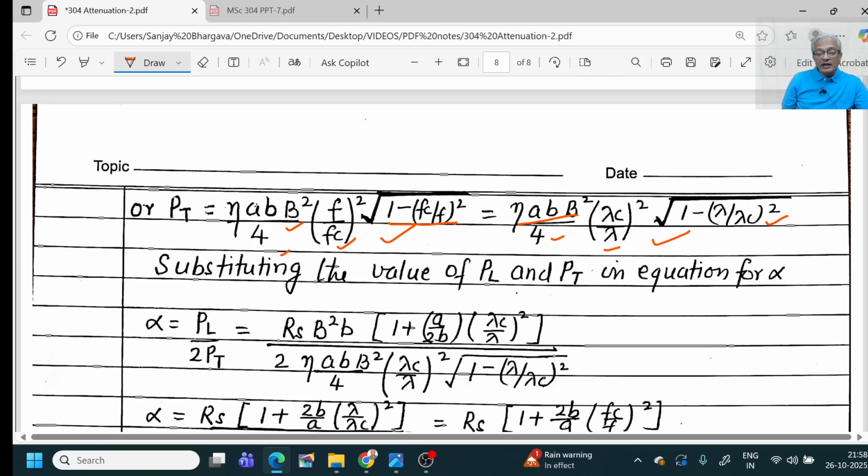Now to calculate the attenuation constant, we have to substitute power lost and power transmitted in this equation. The attenuation constant alpha is equal to PL upon twice PT. Substituting the values: Rs b squared b (1 plus a upon 2b) (lambda c by lambda) whole squared upon 2 eta a b squared upon 4 (lambda c by lambda) whole squared under root of 1 minus (lambda by lambda c) whole squared.